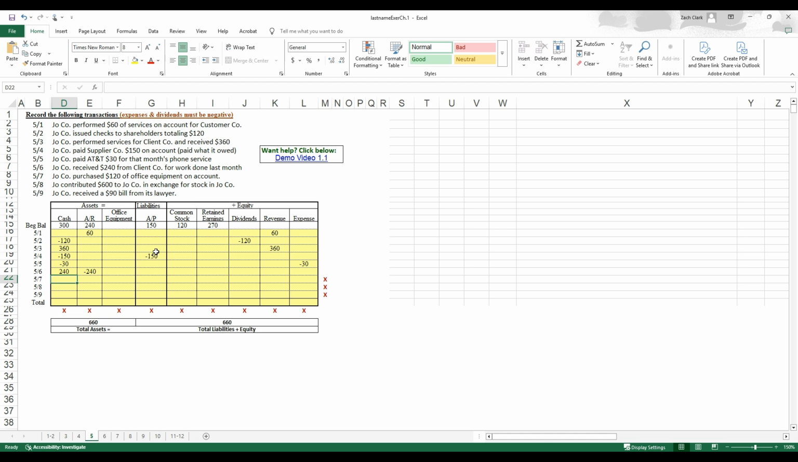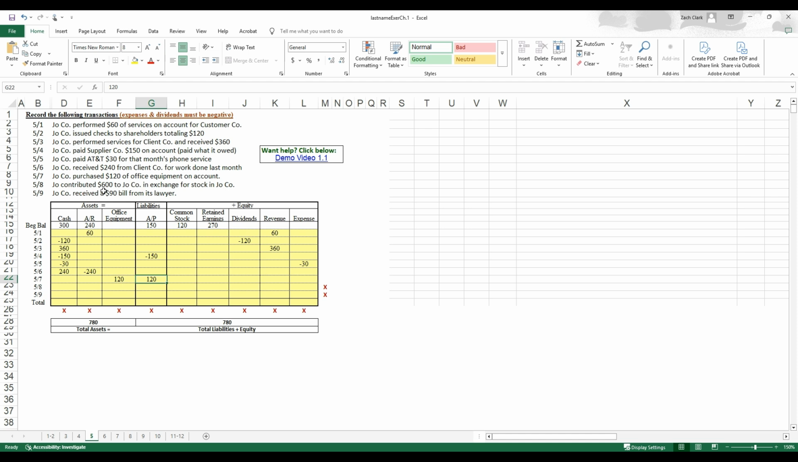Okay, on May 7th, we purchased $120 of office equipment on account. So our office equipment account goes up. And again, the terminology of on account reflects that we incurred a liability to purchase that. So we owe this money. We got an asset for that amount, and we're going to have to pay this in cash in the future at some point.